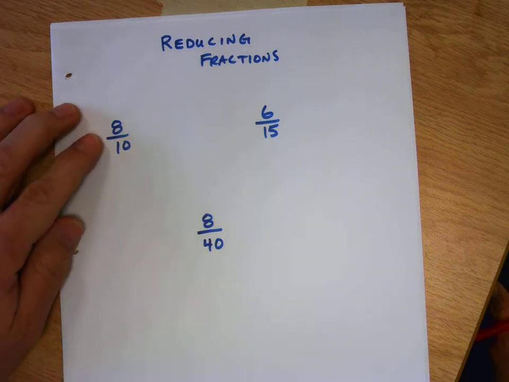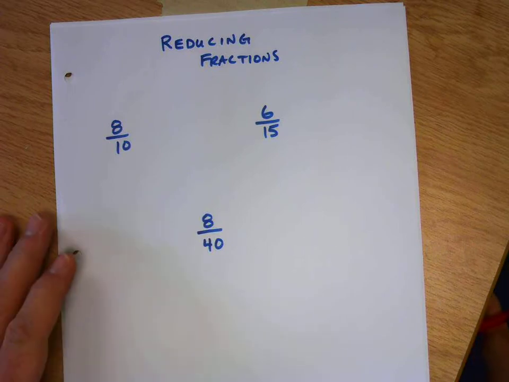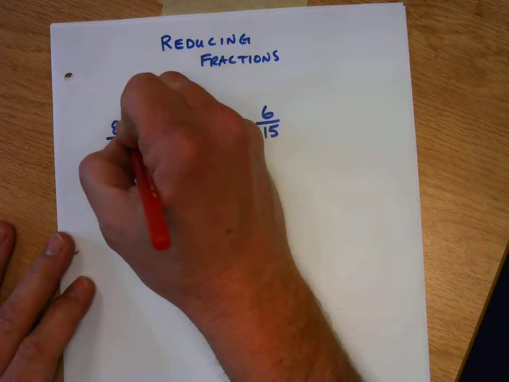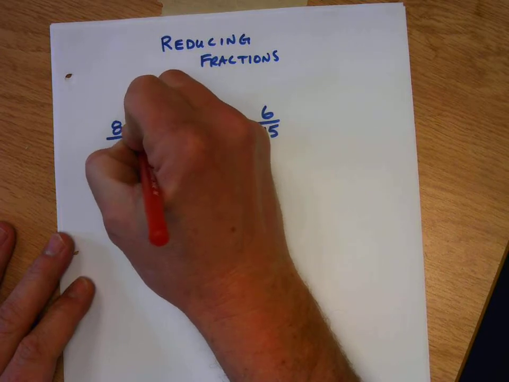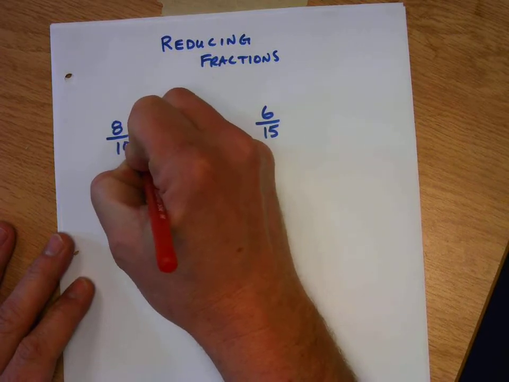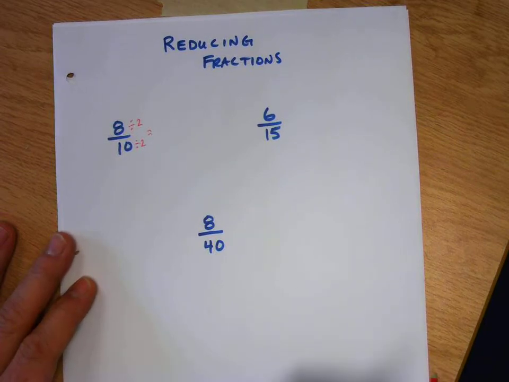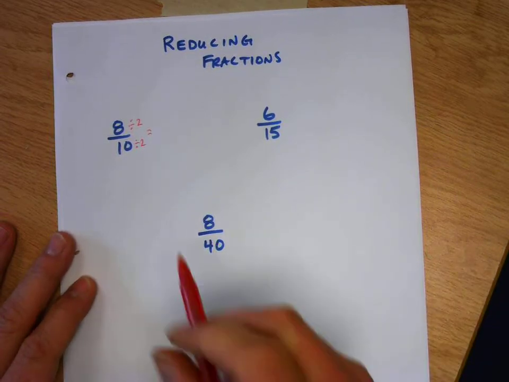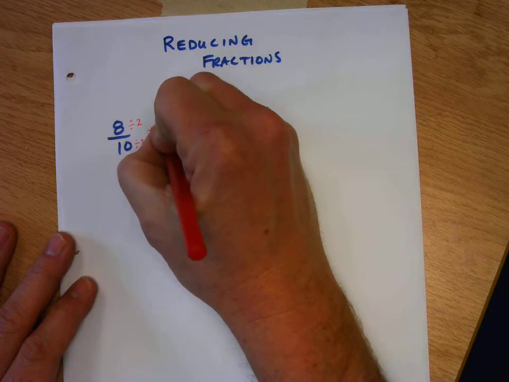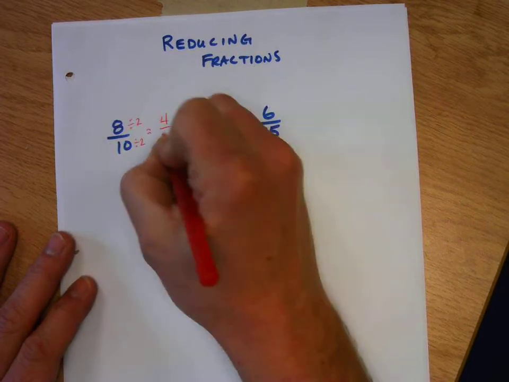So in this case, we have 8/10. Knowing that they're both even numbers, 8 and 10 are both even numbers, we could divide both of those values by 2. Dividing by 2 is also easily referenced as cutting a number in half. So half of 8 would be 4, and half of 10 would be 5.